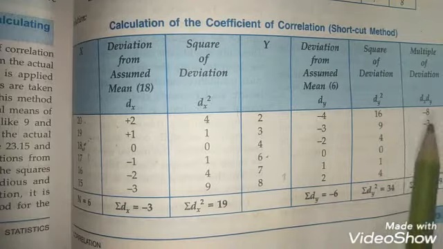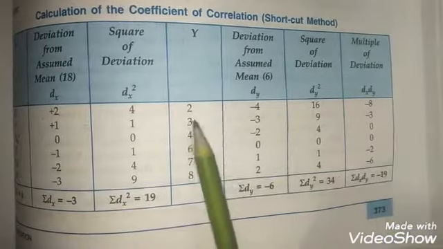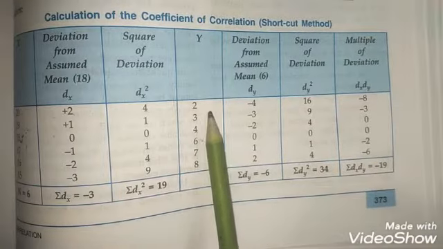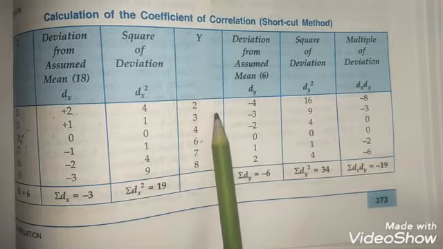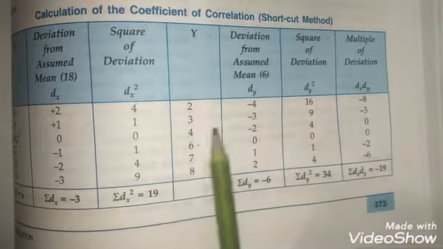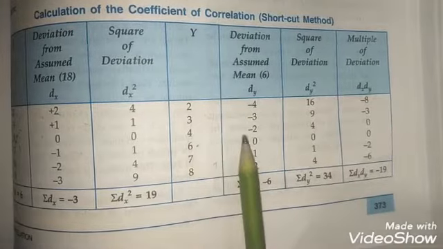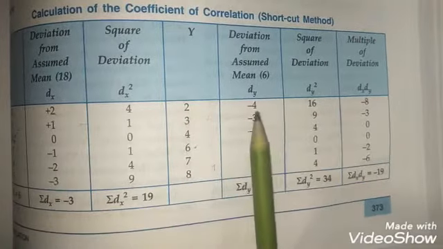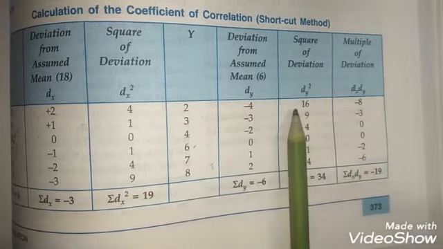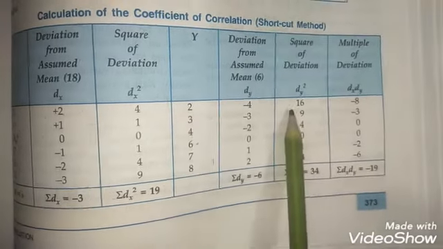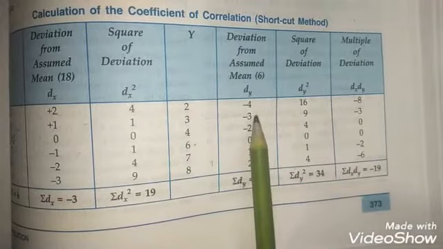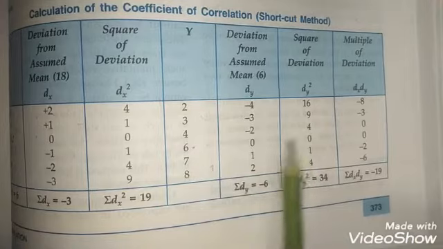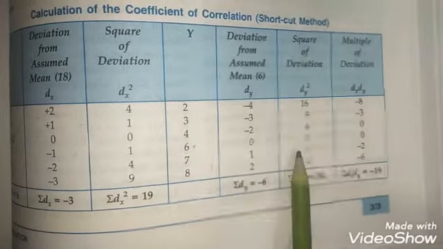In the same manner, we find deviations for the y series and the square of those deviations. We have taken the assumed mean as 6, so it will be y minus assumed mean. 2 minus 6 is minus 4, 3 minus 6 is minus 3, 4 minus 6 is minus 2, 6 minus 6 is 0, 7 minus 6 is 1, and 8 minus 6 is positive 2. Now the square of deviations: minus 4 into minus 4 gives positive 16, minus 3 squared is positive 9, minus 2 squared is positive 4, 0 squared is 0, 1 squared is 1, and 2 squared is positive 4.